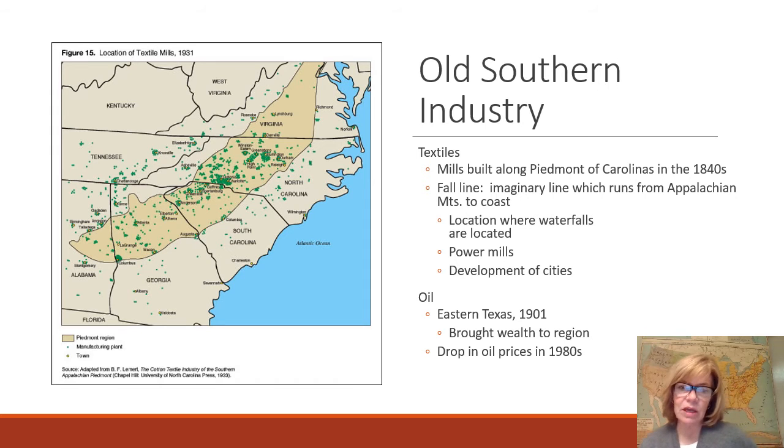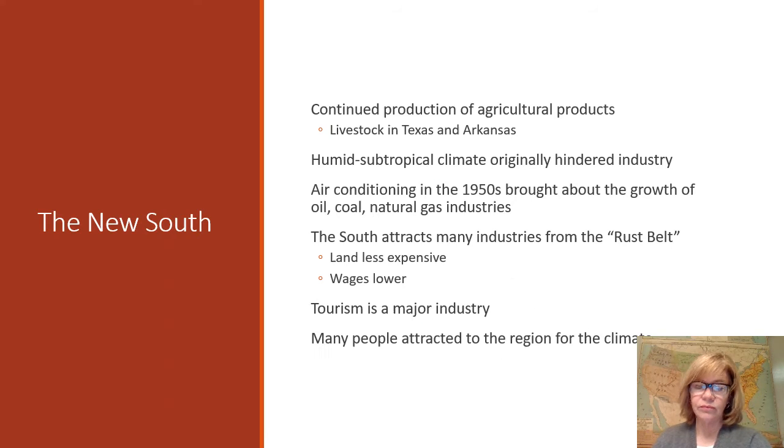All right, so here are some old Southern industries. You've got textiles, making clothes along the Piedmont region. There was agriculture with tobacco and cotton and other things that were grown down there. But oil was discovered in eastern Texas in 1901, and so that kind of changed things. The drop in oil prices kind of marked the end of that business down there at that time, and so they've expanded to some new industries since then.